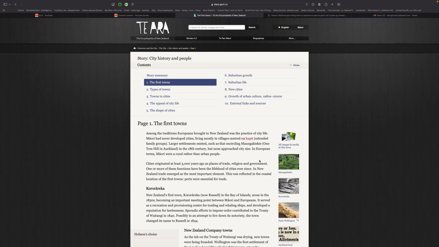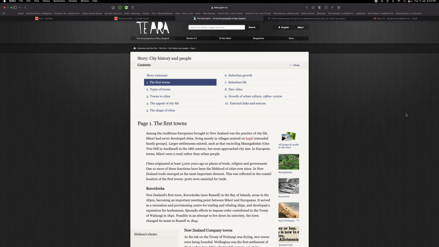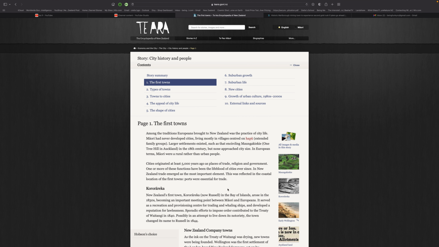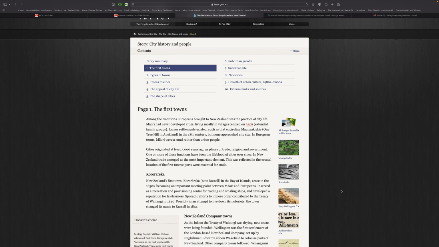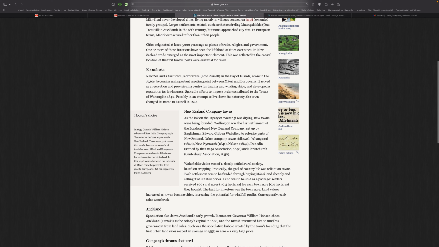So, the first towns in New Zealand. This is from Te Ara. This is the narrative of New Zealand. I'm not going to read through it, but we're just going to flick down to here. So, these were the New Zealand Company towns. The New Zealand Company was the controllers, the first ones to come here and set up.